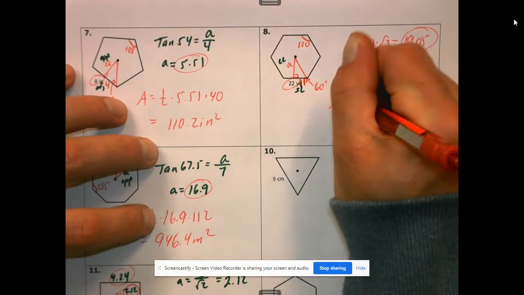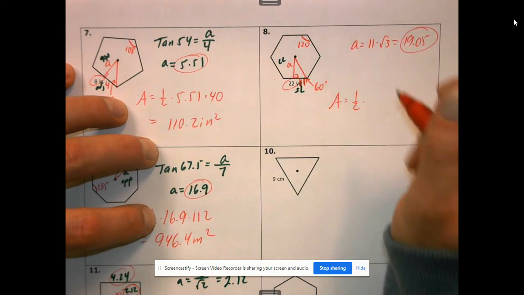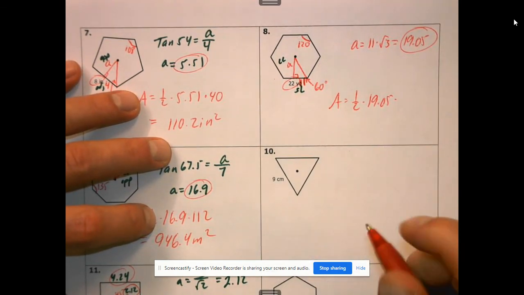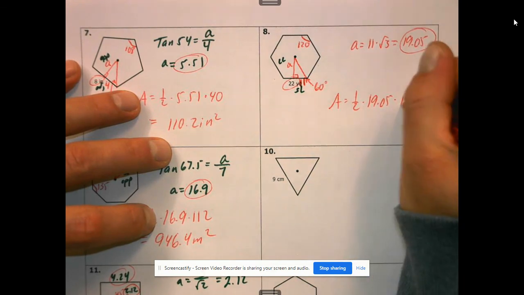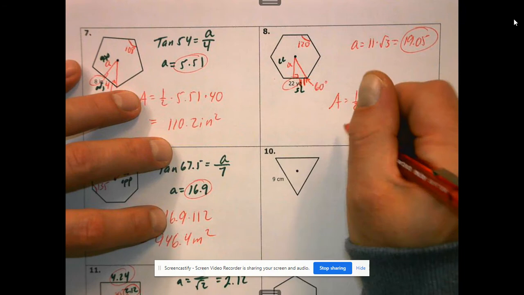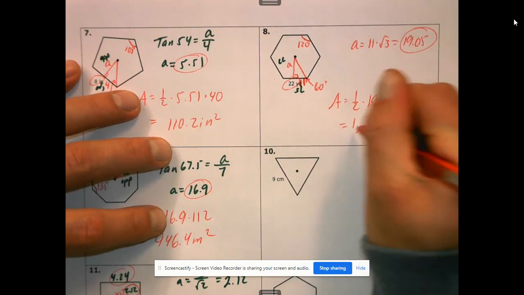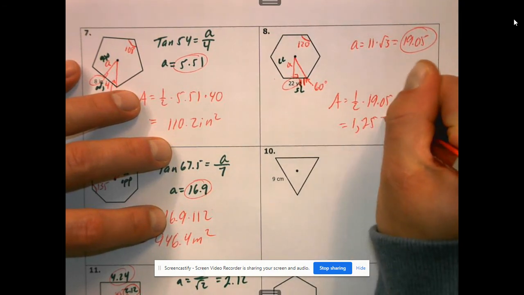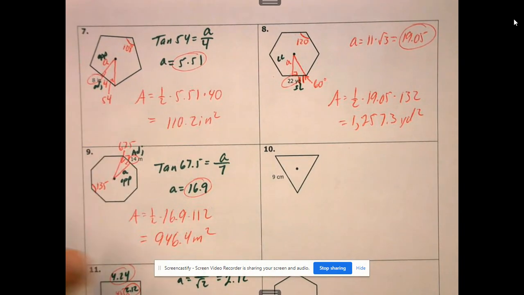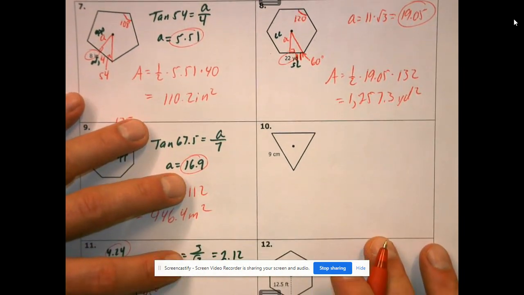So real quick, area, 1/2. Apothem is 19.05. Perimeter is 132. 22 times 6. Solution comes out to be 1,257.3 square yards. All right, last one, number 10, where we can use our little cheat sheets.